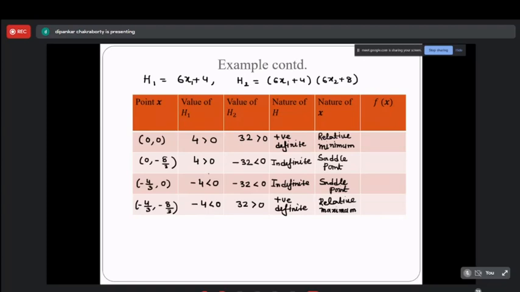The third one is indefinite because the first one is negative. Okay, no issue. But are they alternate in sign? Because to be negative definite, the signs for the Hessian matrix should be alternate. But both are negative. So they are not alternate in sign.